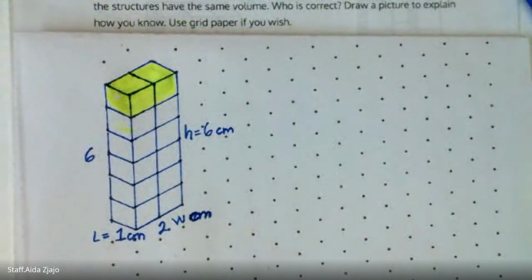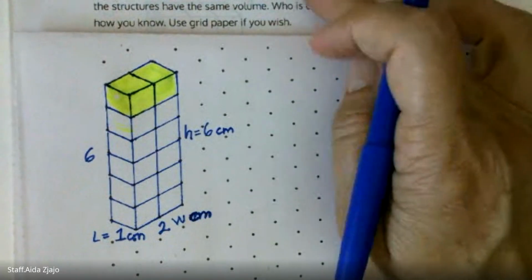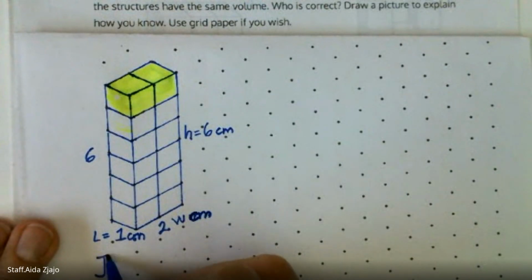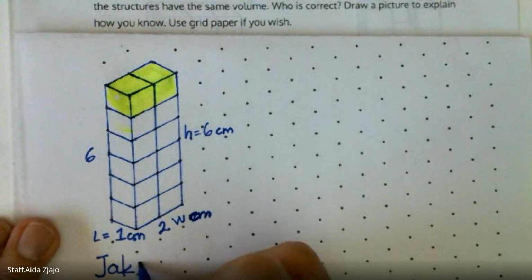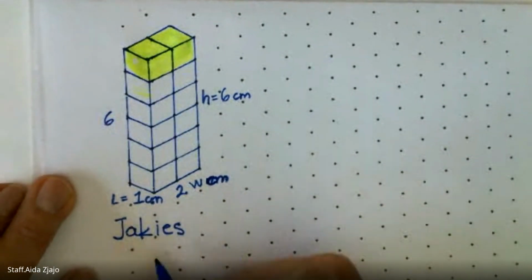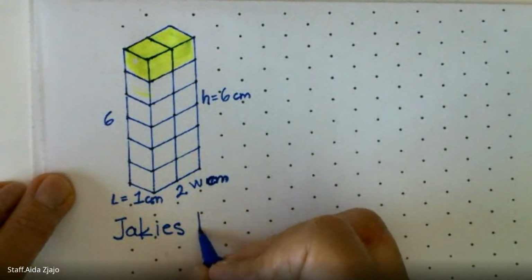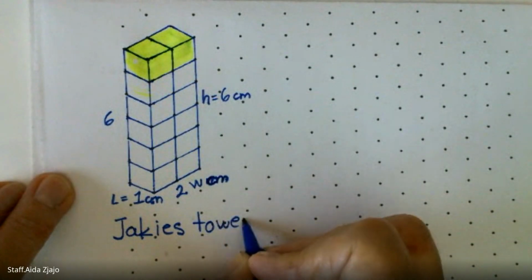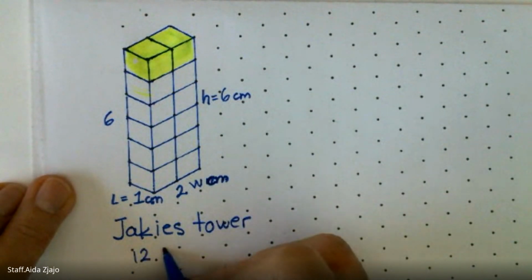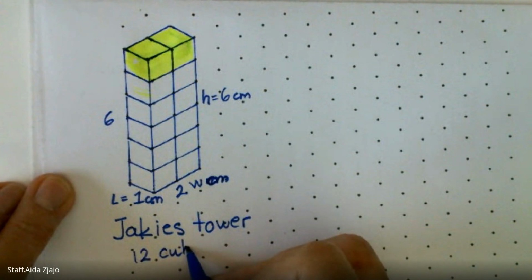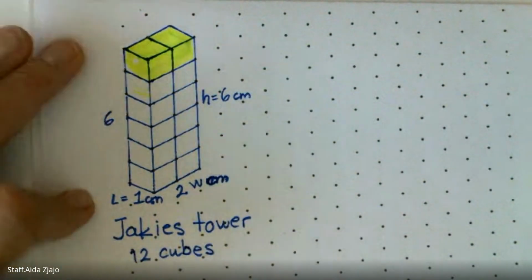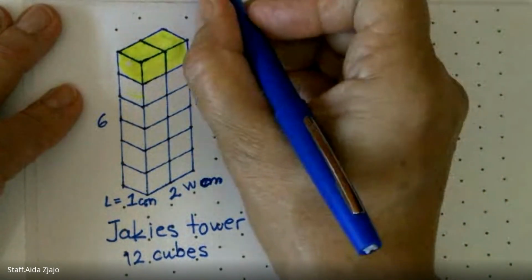So that is Jackie's tower, with 12 cubes. Okay. And then we can also now make Ron's.